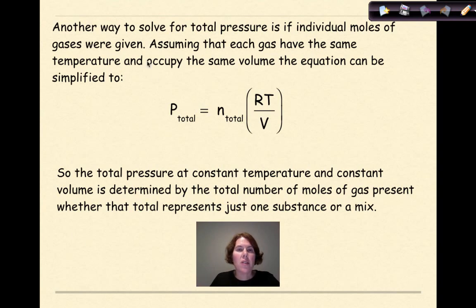Now, another way to solve for total pressure is if individual moles of gases were given. Assuming that each gas has the same temperature and occupies the same volume, the equation can be simplified to what we see in front of us, which is the total pressure is equal to the total number of moles times a gas constant, the temperature, over total volume. So the total pressure at a constant temperature and a constant volume is determined by the total number of moles of gas present, whether that total represents just one substance or a mixture of substances. And that's what we're going to look at in our next example.